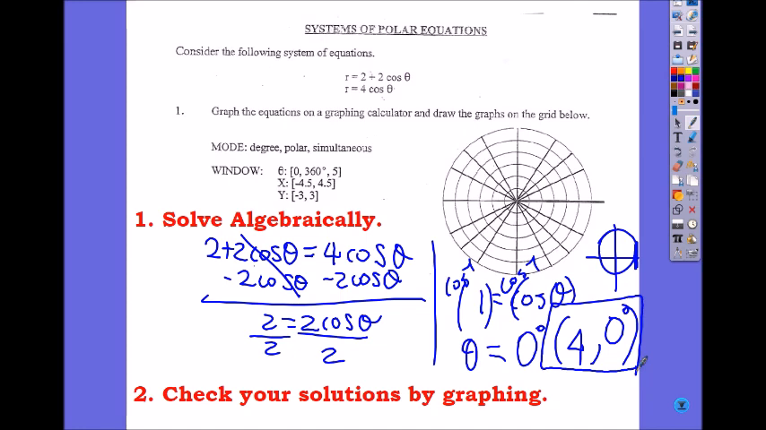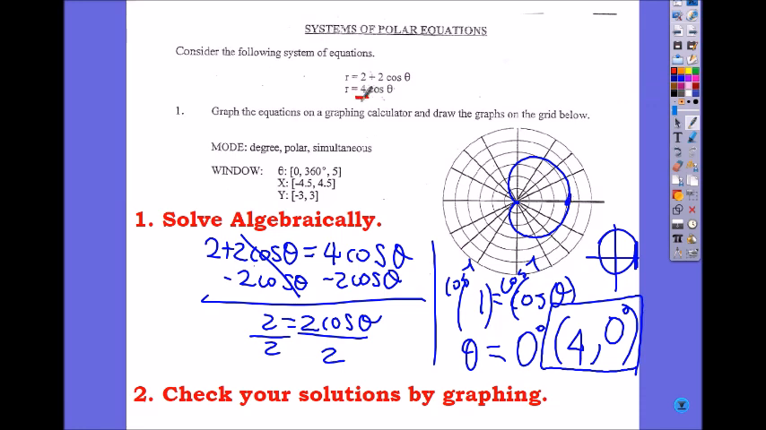Let's first just go ahead and graph it roughly. What's 2 plus 2 cosine theta? It's a cardioid with length of 4, positive cosine, so it will look like 1, 2, 3, 4. It will be symmetrical on the x-axis, so it will look something like this, right? What about 4 cosine theta? It's a circle.